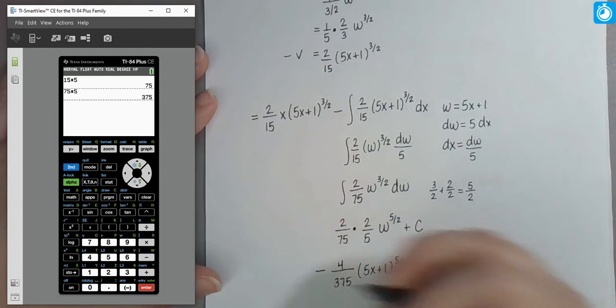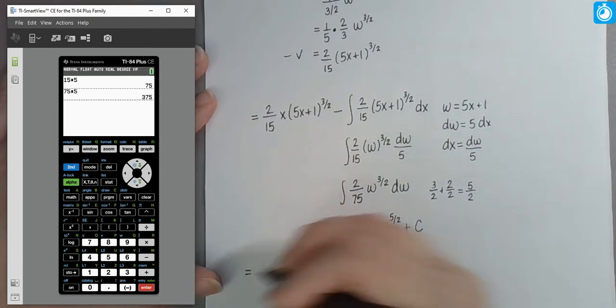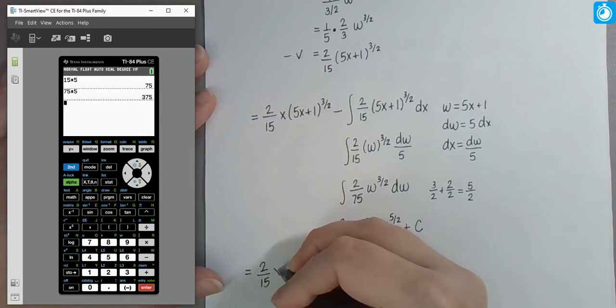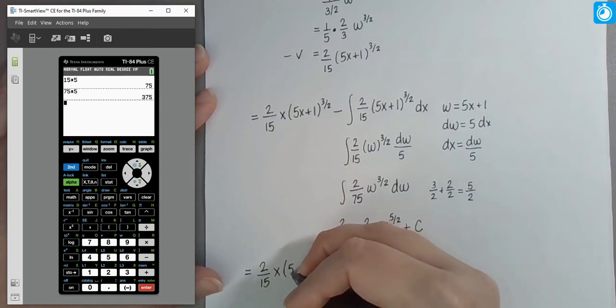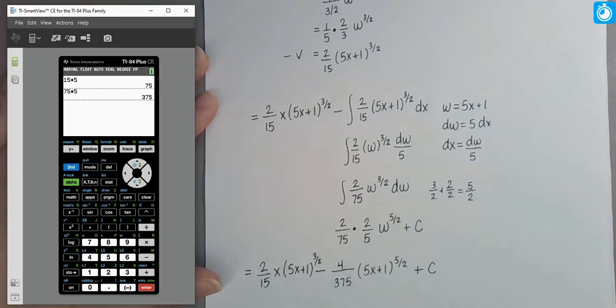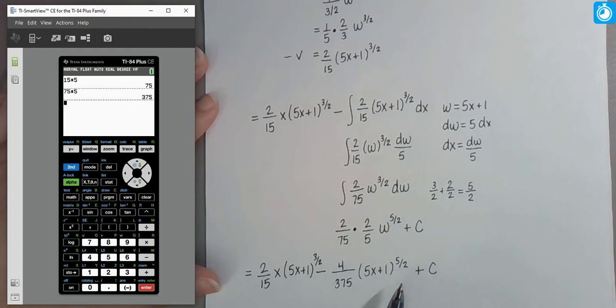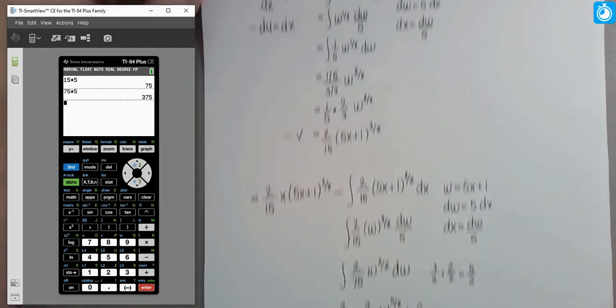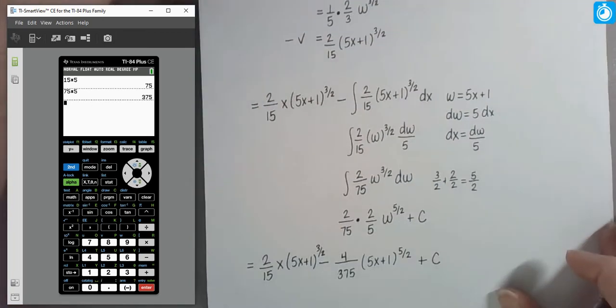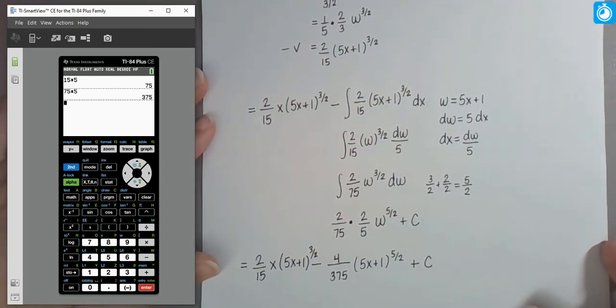And then don't forget everything else that we had prior to this. So we had 2 over 15 times x times (5x plus 1) raised to the 3/2 power. So very complicated antiderivative, very complicated. But this is our antiderivative, and it resulted from the choice we made for choosing u and for choosing dv. So that is going to be our antiderivative.